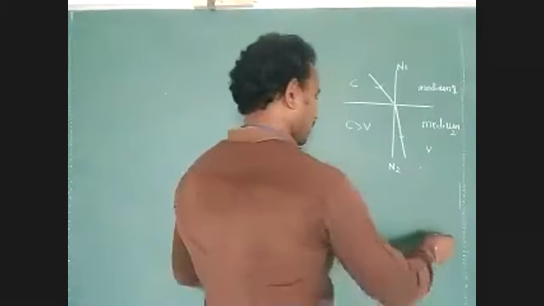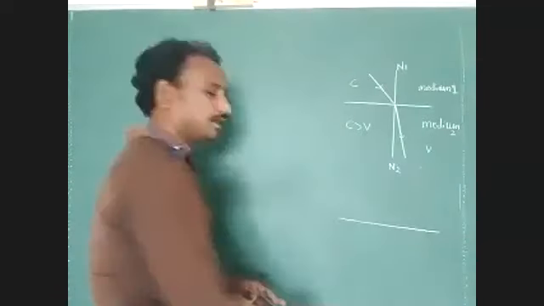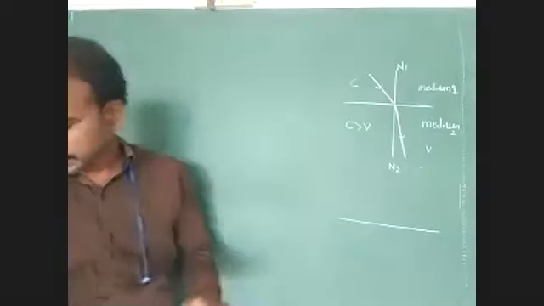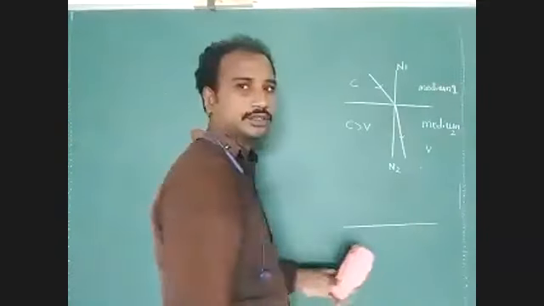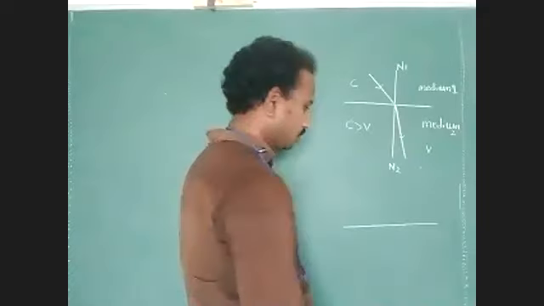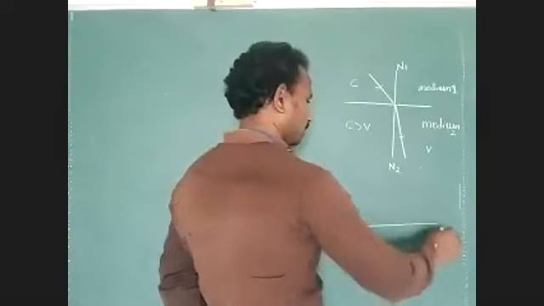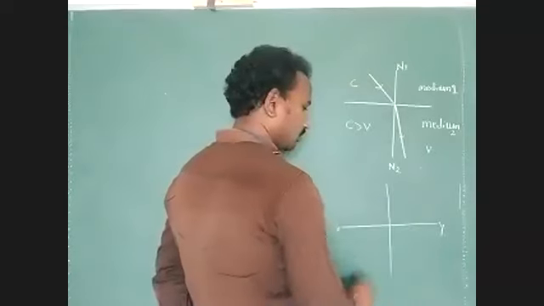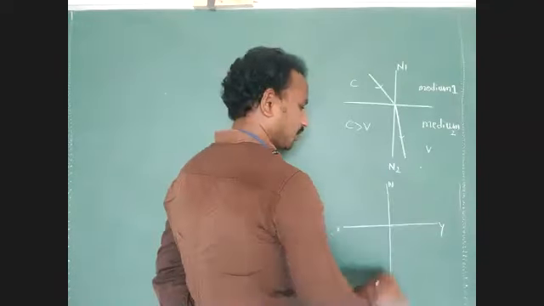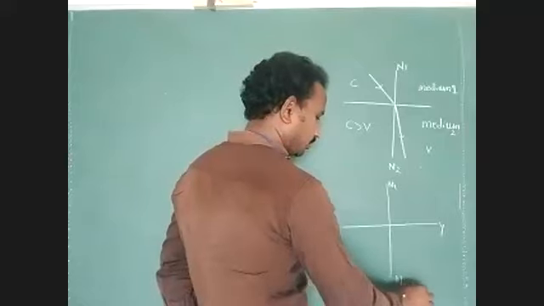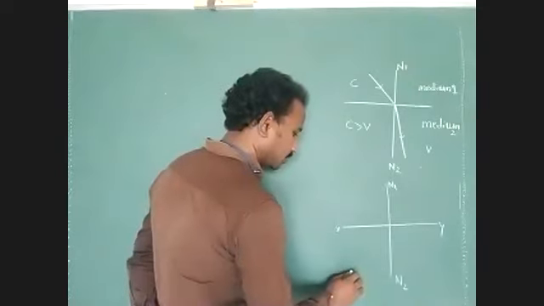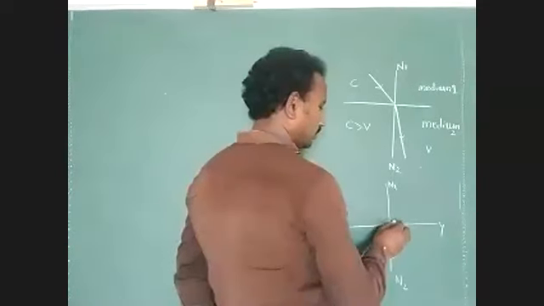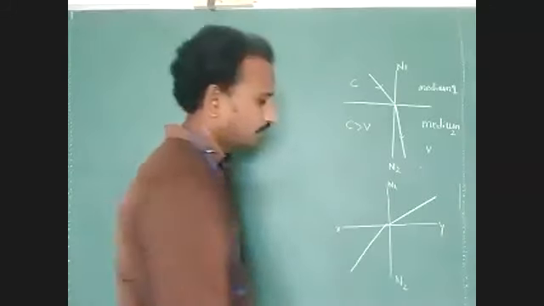Next, we have to consider the direction of the light ray from the denser optical medium to the rarer optical medium. Just identify this condition. XY represents the refracting surface. Draw the normal. The normal is always perpendicular to the refracting surface, N1 and N2. What is the direction of light ray? We represent the direction of the light ray from the denser optical medium to the rarer optical medium.